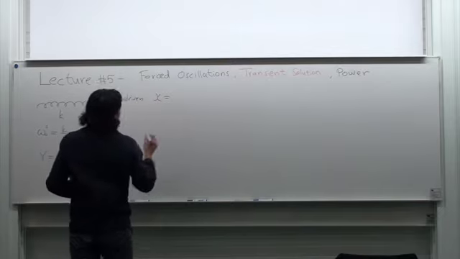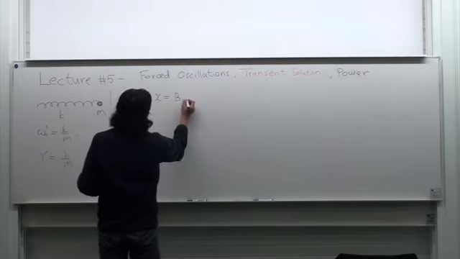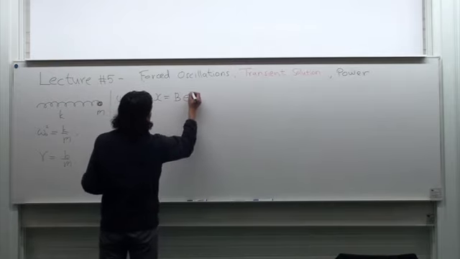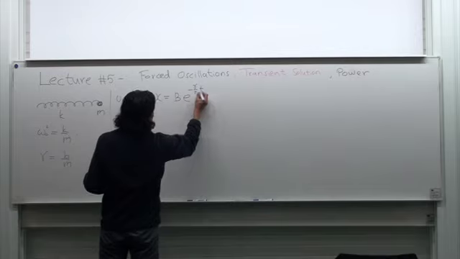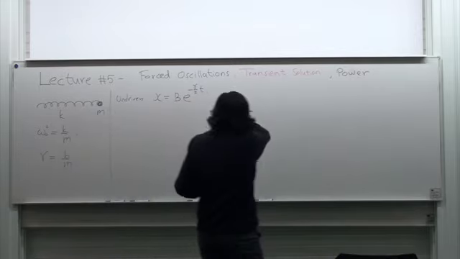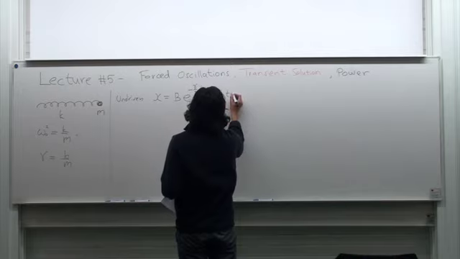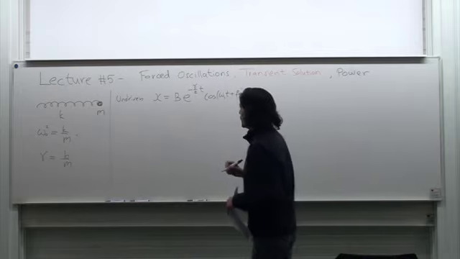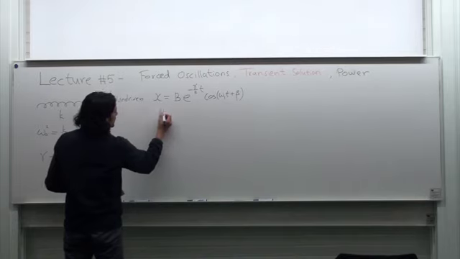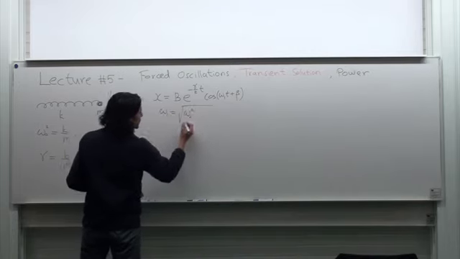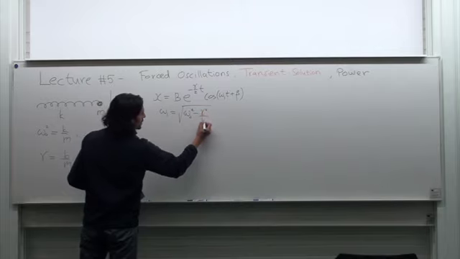x equals some constant B. There's an exponential decay due to damping, so e to the power minus gamma over 2 times t, cosine omega 1 t plus beta. Omega 1 is the square root of omega 0 squared minus gamma squared divided by 4.